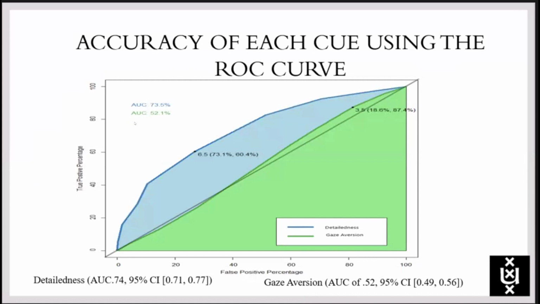And as we can see, detailedness performs at 73.5%, whilst eye gaze aversion performs at 52%. And the confidence interval for eye gaze aversion crosses the 0.5 line. So we cannot rely on that to accurately classify truth and lie statements. So we had 1,020 statements for classification in the detailedness group and 1,032 statements in the eye gaze aversion group.